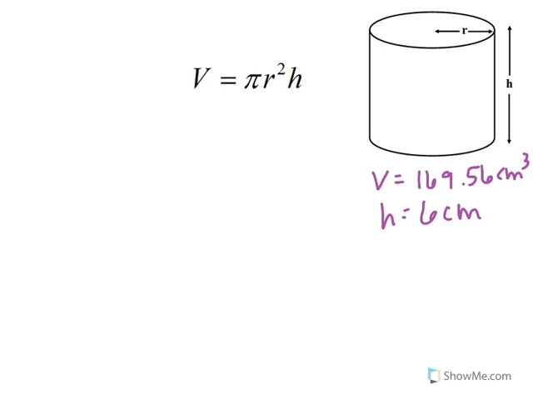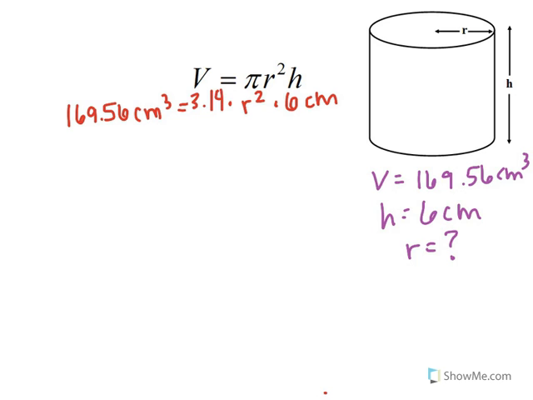And let's look at an example where we're given the volume and one other piece. So in this case, we're given the volume and the height, and we want to know what is the radius. And so let's fill in the information that we know in our equation. So the volume was 169.56, and 56 hundredths cubic centimeters. And that's equal to pi times the radius squared times the height, which was 6 centimeters. And I'm just going to go ahead and replace this pi right now with 3 and 14 hundredths.